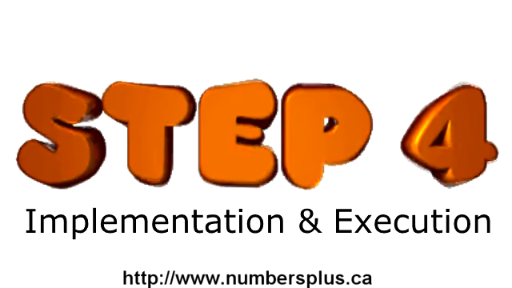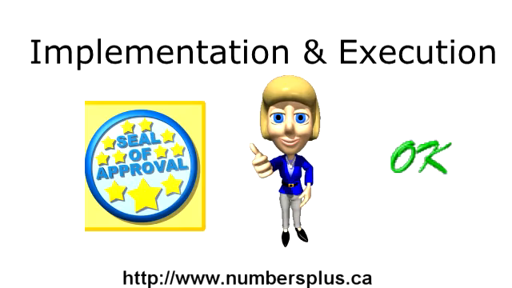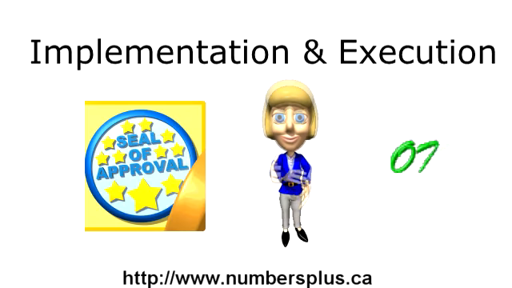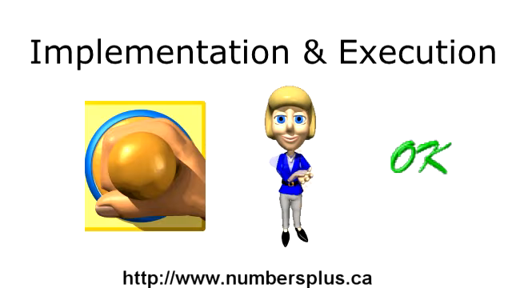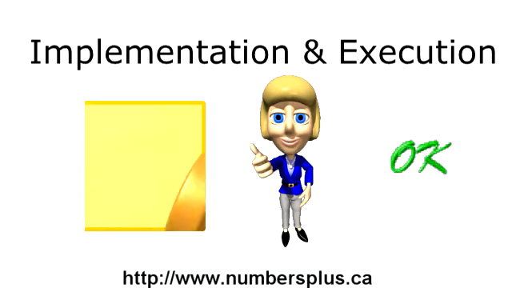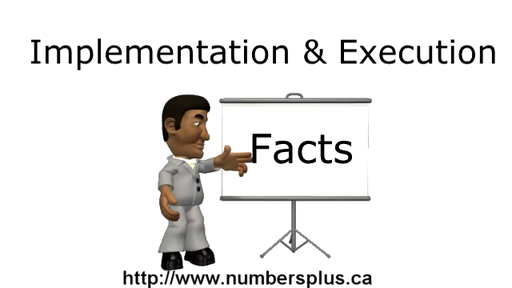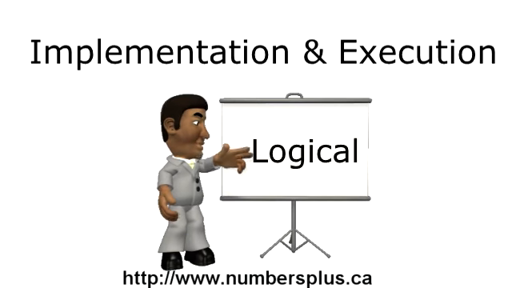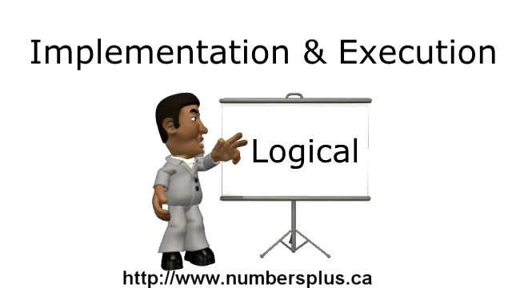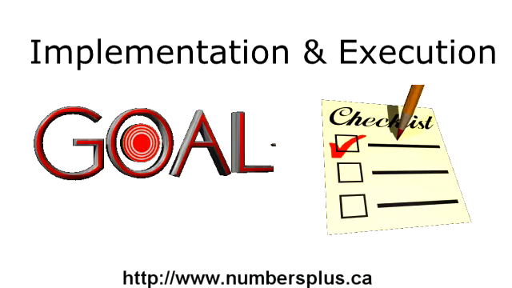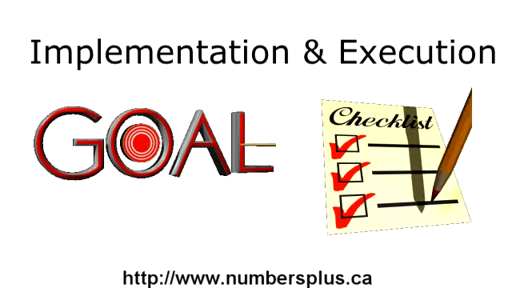Step number 4. Implementation and execution. The first phase of implementation and execution is obtaining approval from management on the recommendations and course of action. When presenting this data to management, there must be a logical flow to arguments put forth, including factual data with realistic solutions.